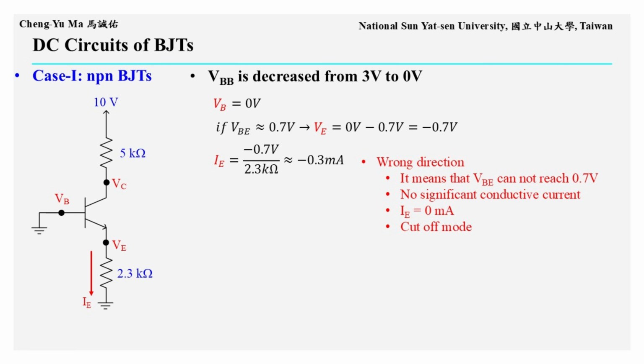That would make IE negative, which is opposite to the expected current direction of the BJT. This means VBE cannot reach 0.7 volts in this bias condition. In other words, there is no significant conduction current. Therefore, IE equals 0 milliamperes, and the BJT is in cutoff mode.